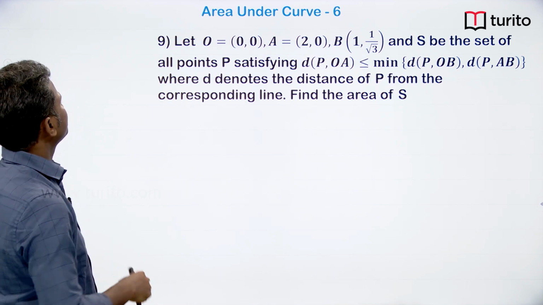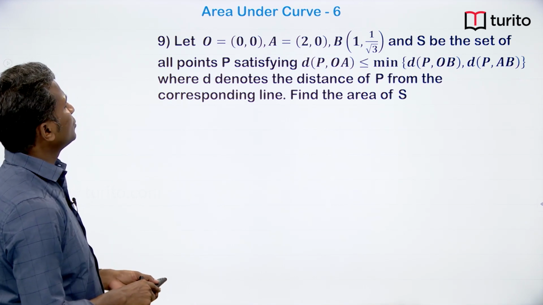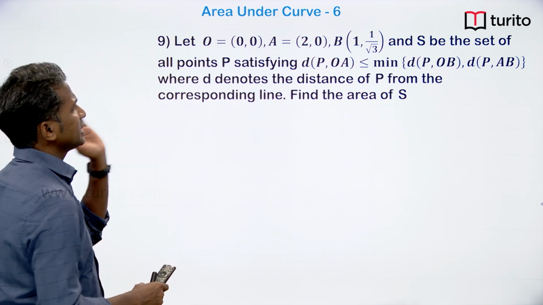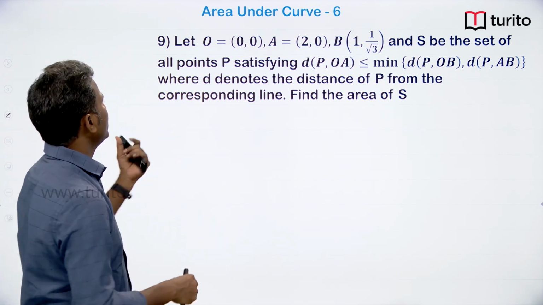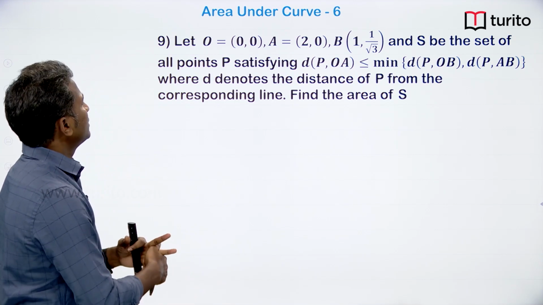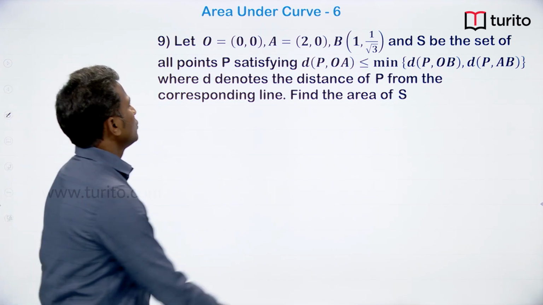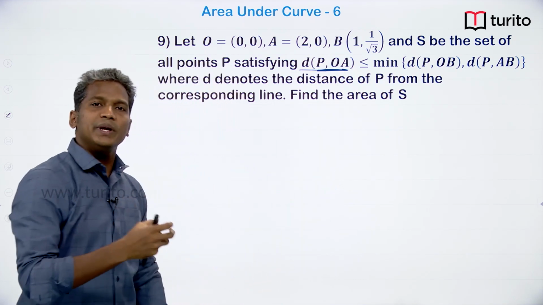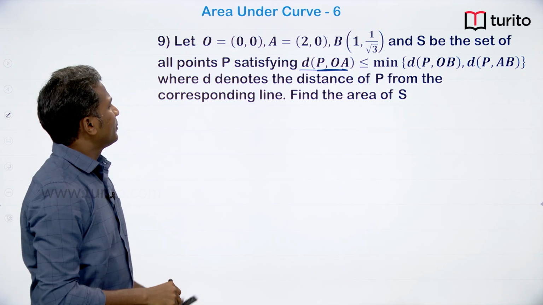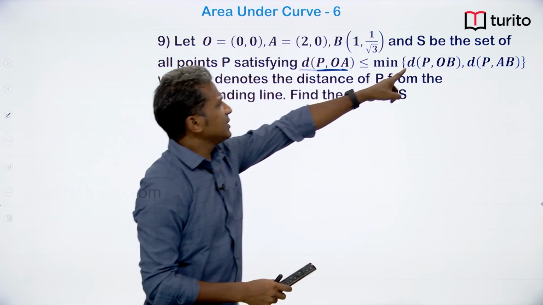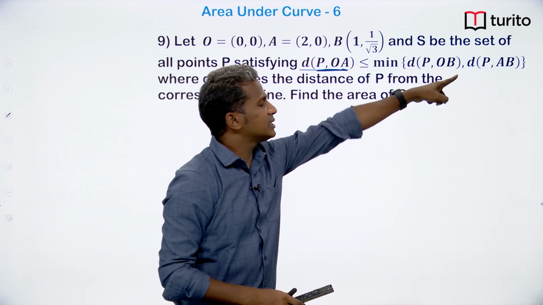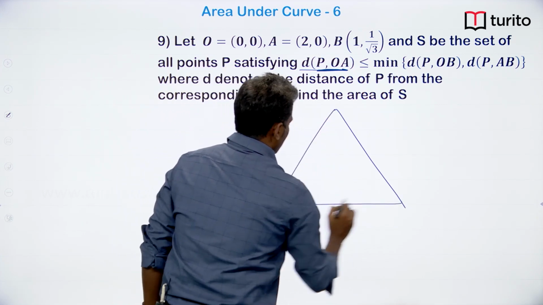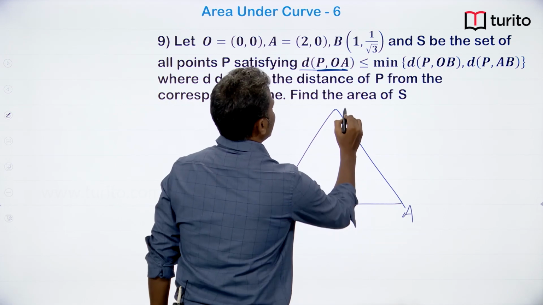Okay, next question. O is (0, 0), A is (2, 0), B is (1, 1 by root 3), and S is the set of points P satisfying this. Then find the area of S. So this means distance of P from OA, this means distance of P from OB, this means distance of P from AB. So let us take a triangle here. This is O, this is A, this is B.